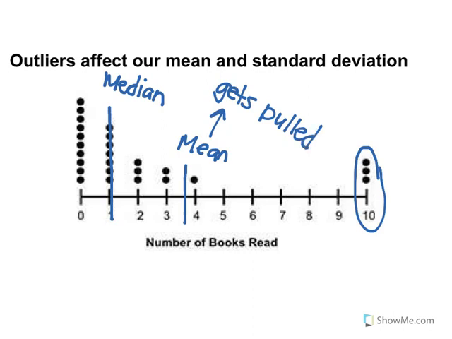Also, if you remember, standard deviation is the average distance the data points are away from the mean. So since we have data points at 10, now our data is more spread out, which means we're going to have a bigger standard deviation. So when you have outliers, they're going to affect your mean and your standard deviation.